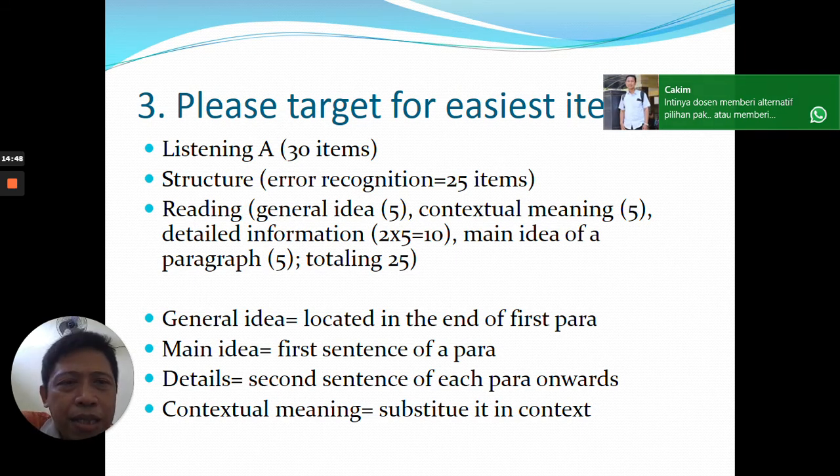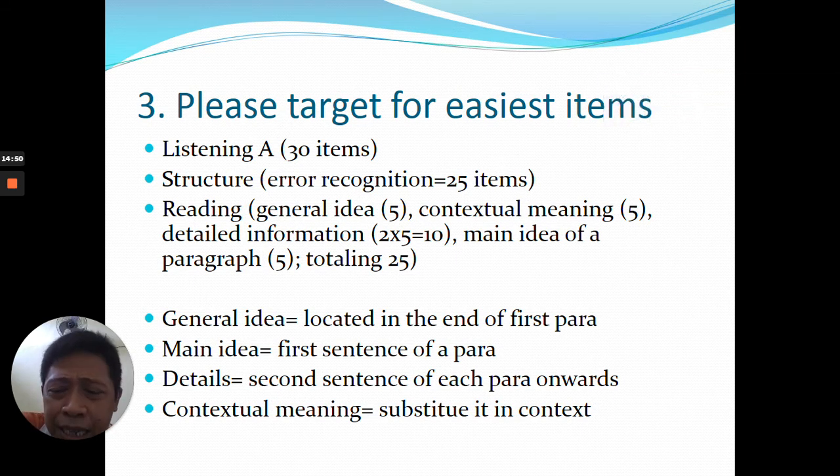What about the structure? The easiest is actually error recognition. Easy because of the topics covered. So limited, and as the topics are limited, you can focus on those topics: subject-verb agreement, for example, plural, singular, count, non-count, tense. So easy.